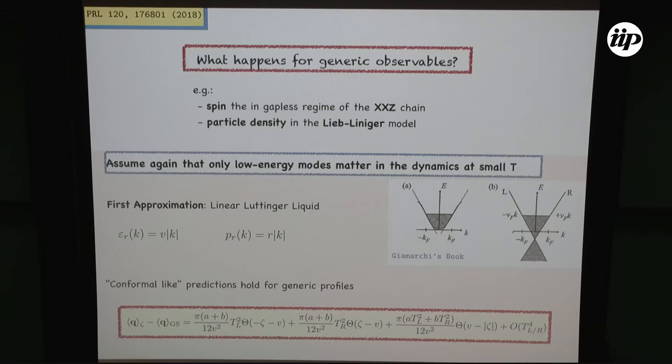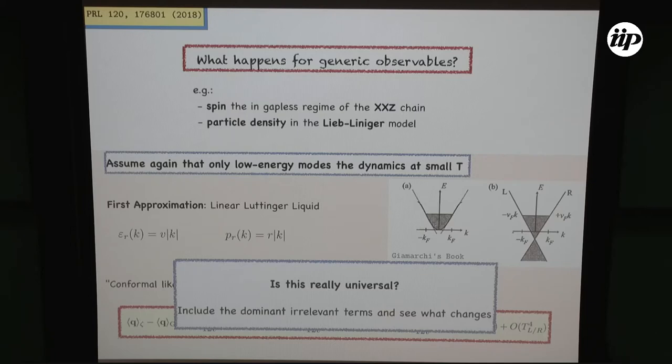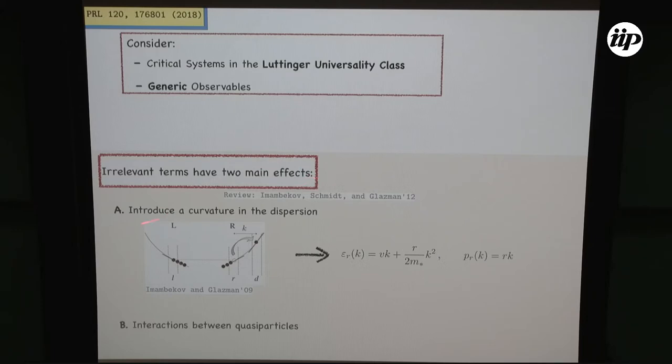So you get basically the same expression I was showing you before, but now there will be some constants here which are non-universal and depend on the charge. But the structure of the profile really looks the same. Okay? And the question I want to ask is, is this really universal? Does this hold really or not? To answer this question, what I will do is include the dominant irrelevant terms, and I will try to see what changes, if these profiles are changing in some way. The irrelevant terms have two main effects. They induce a curvature in the dispersion, so they add some curvature term like that, and they also, of course, add interactions between quasi-particles.